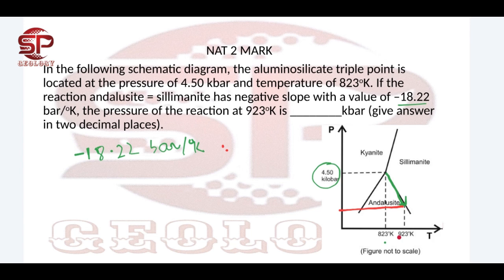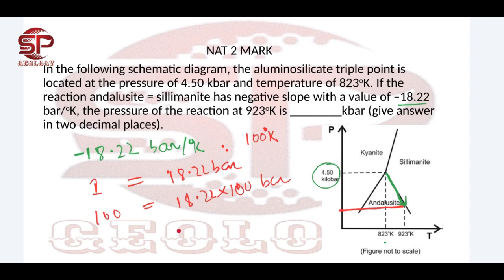Here the temperature changes by 100 Kelvin, from 823 to 923. So for 1 Kelvin the pressure decreases 18.22 bar, and for 100 Kelvin it will decrease 18.22 into 100 bar. It will be 1822 bar. If you convert it into kilobar, it will be 1.8 kilobar.